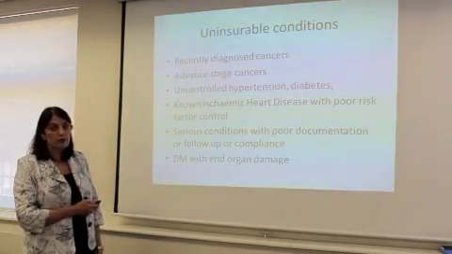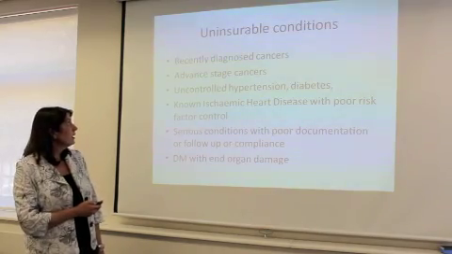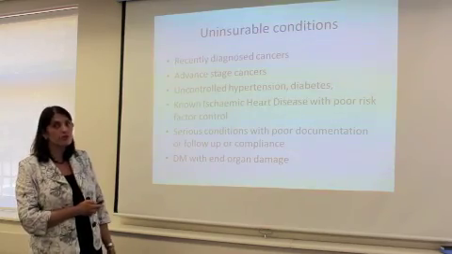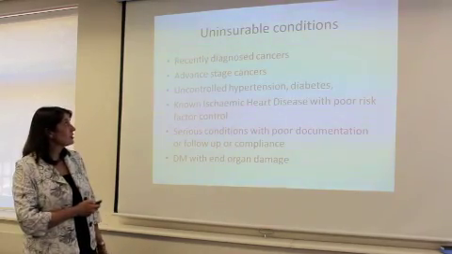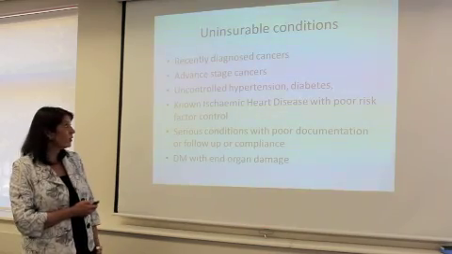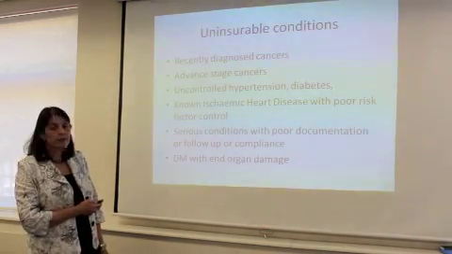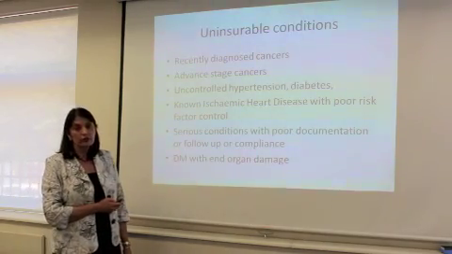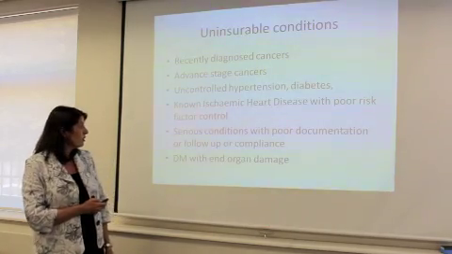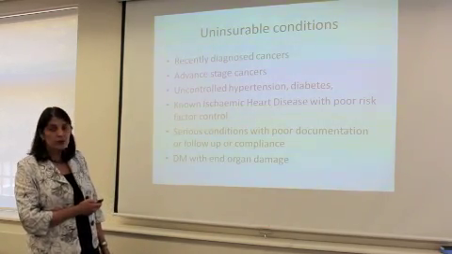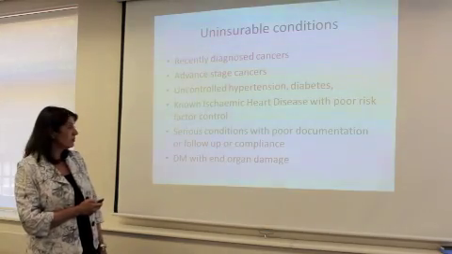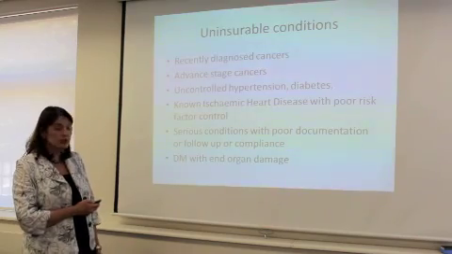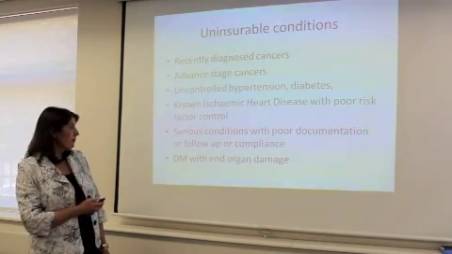There are some conditions that are just uninsurable. There's a whole list. Recently diagnosed cancers, even your early cancers, defer them for a while. Advanced stage cancers, uninsurable for a very long time. Uncontrolled hypertension, diabetes, poor risk factor control in somebody that has had ischemic heart disease already. If there's poor documentation, that you just don't have the information, or poor follow-up, or poor compliance, that makes it very difficult to give terms.